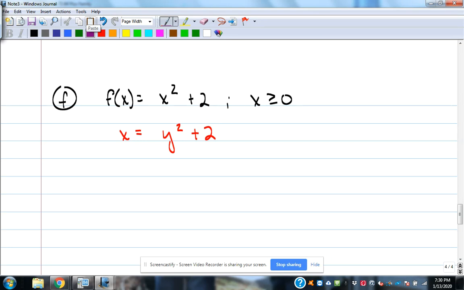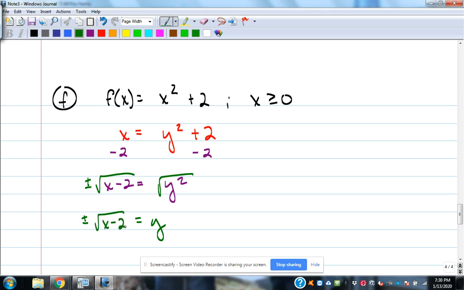And now what? Subtract 2. X minus 2 is equal to y squared. And how do you undo squaring? So I'm going to take the square root of both sides. And technically, there's a plus or minus when I do that. But which one of those am I going to use? The positive side or the negative side? Because I can't use both.